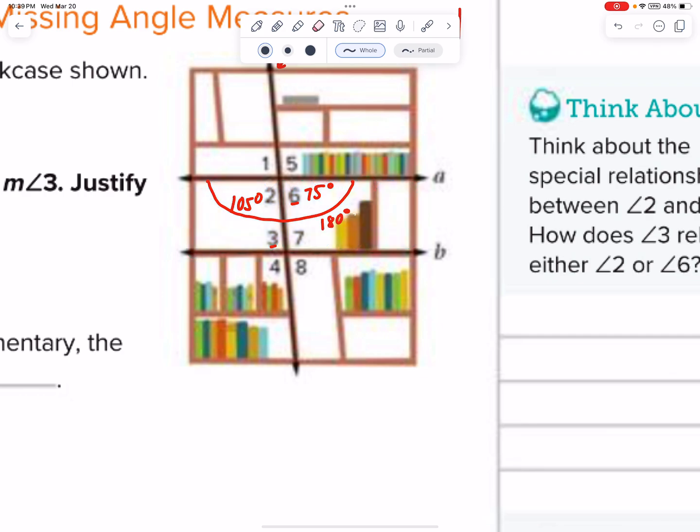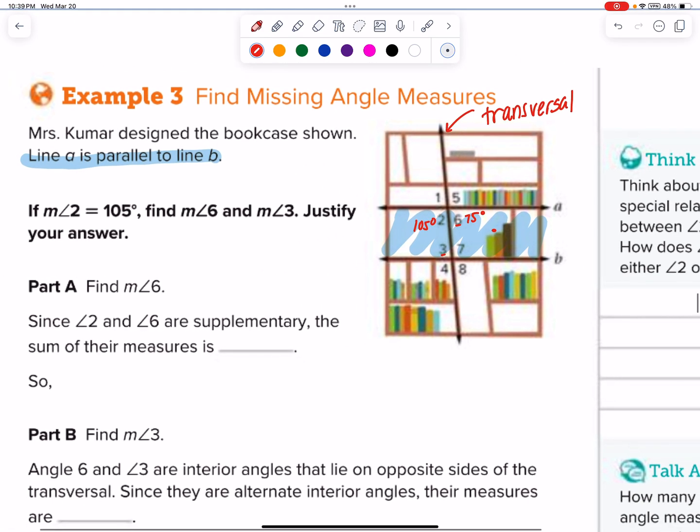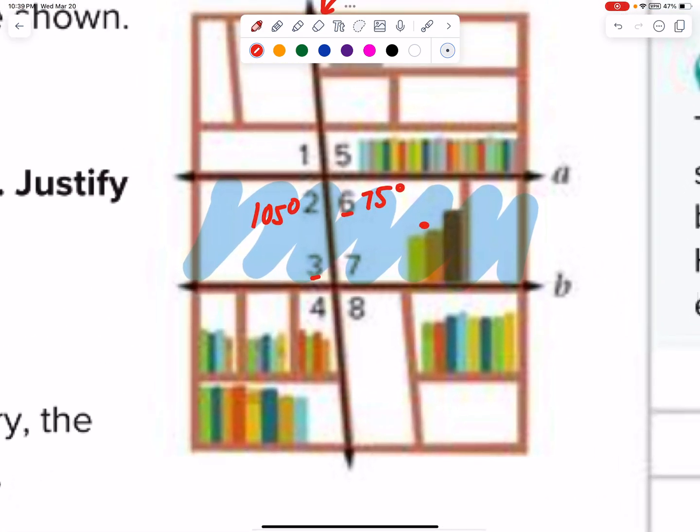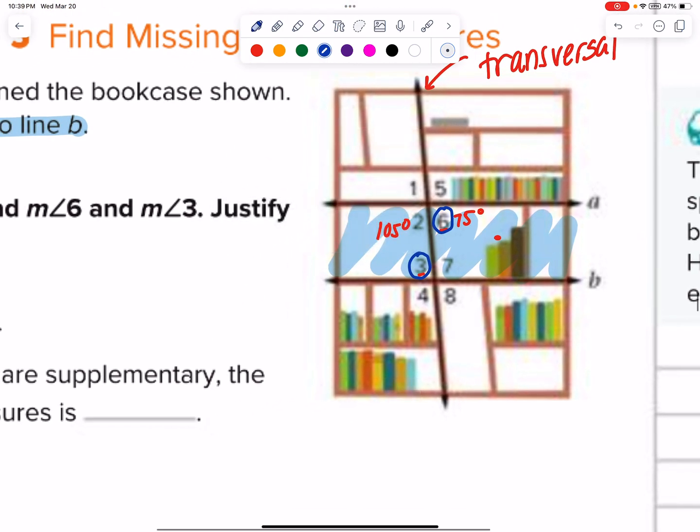And then I'm going to sort of clear my workspace here so that I can continue working and thinking. All right, now let's go ahead and figure out angle 3. Okay, and so right now, here's 6 and here's 3. What is true about this? This is one of our new ones. Okay, are they alternating, and are they on the inside or interior? Yes, they are. So those are alternate interior. So that means they're equal to each other. So we can go ahead and label angle 3 as 75 degrees.